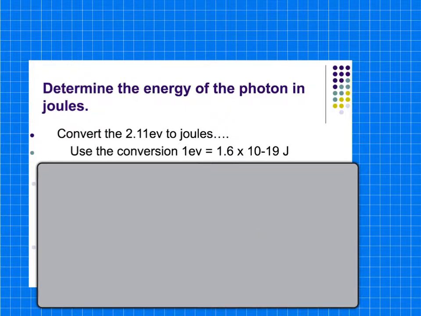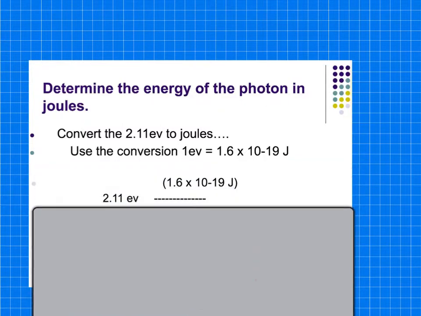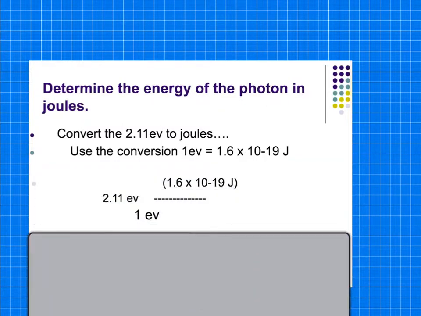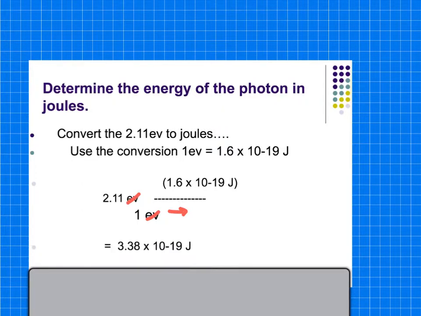Since that's true, we'll set up the conversion factor so that our electron volts cancel. We have 1 electron volt on the bottom so that our units cancel, and 1.6 times 10 to the negative 19 joules on the top, so we multiply across, and as a result you should get 3.38 times 10 to the negative 19 joules. So check that out, make sure you're able to do that conversion to joules. We need to convert to joules to use Planck's constant.